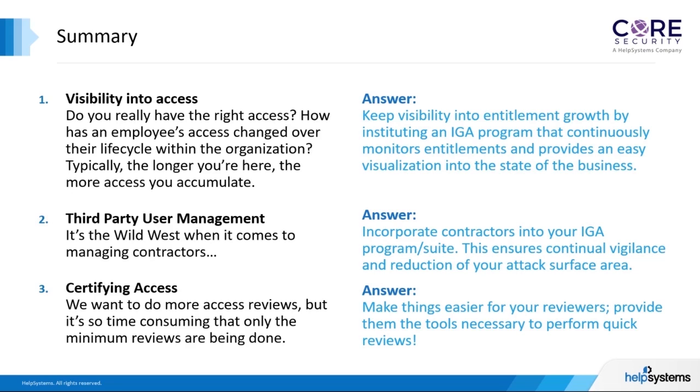The second part of this is third-party user management. We're talking about the Wild West when it comes to managing contractors. The way many organizations handle this really exists outside of the HR system proper, and we recommend getting information pertaining to contractors into the IGA program and suite. That way you can handle it centrally from that location and provision and deprovision according to what's needed via the IGA suite itself.